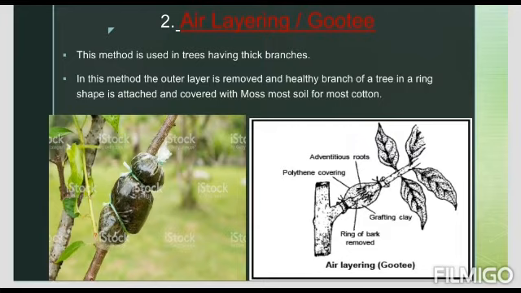Air layering or gutti is a propagation method for woody plants that allows you to root branches while still attached to the parent plant. It is useful for plants that are hard to propagate by cuttings, or if you want your new plant to have a larger size than could be accomplished by taking cuttings.